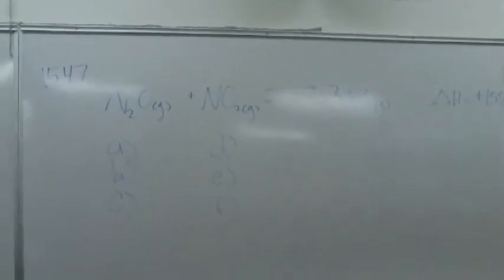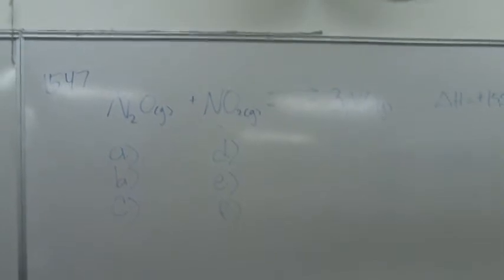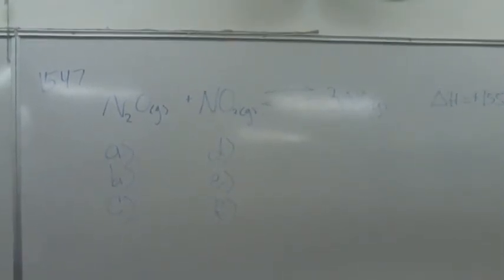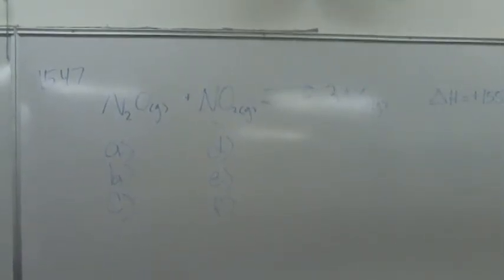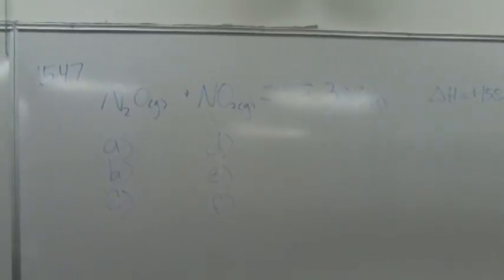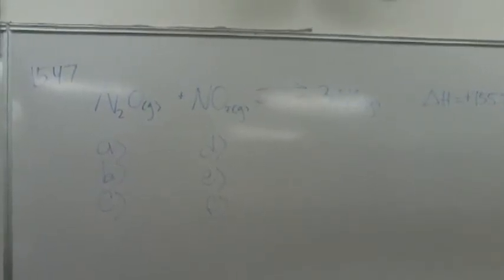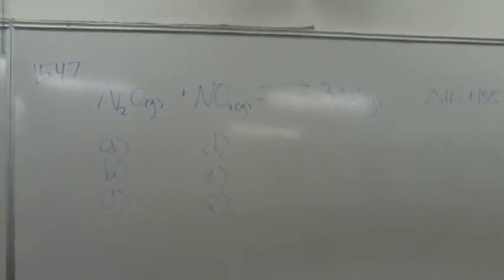Okay, 15.47. Consider the equilibrium. That's the equation on the board. In which direction will this equilibrium be shifted by the following changes? Change number 1 is adding N2O.